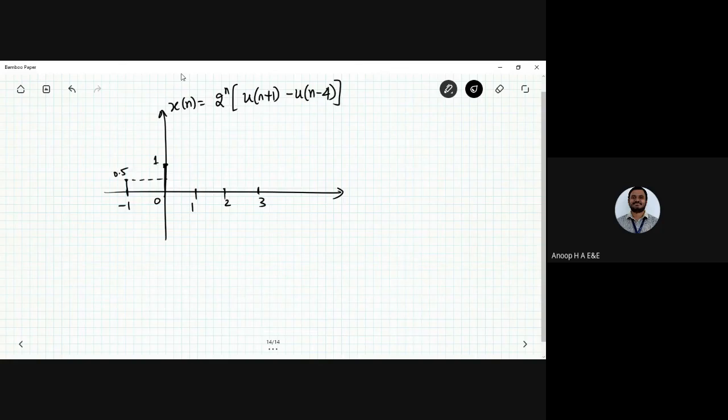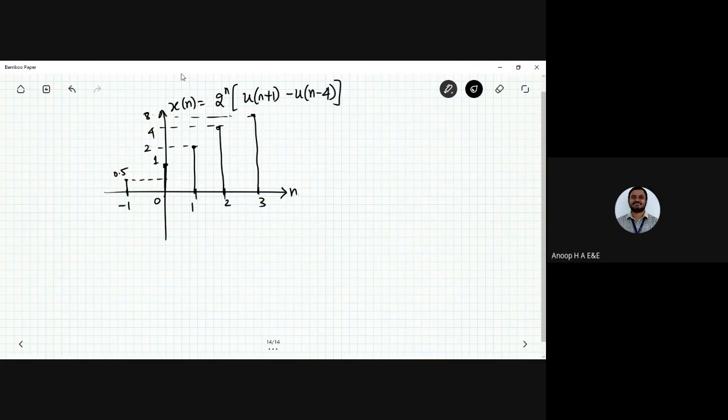Okay, 0.5. Next, at 1, you are going to have 2 power 1, that is 2. Next, at 2, you are going to have 4. At 3, you are going to have the signal as 8. So this is one thing that you are going to observe clearly. This is the X of N signal that I have plotted here.